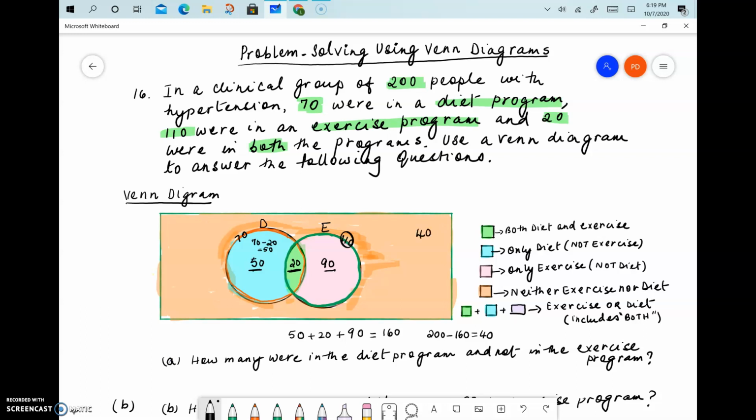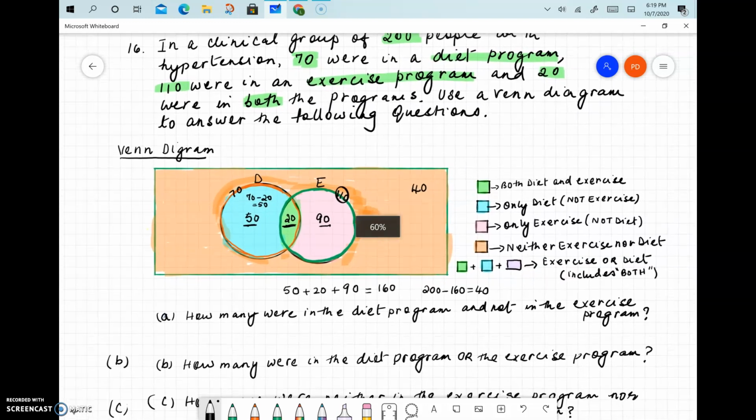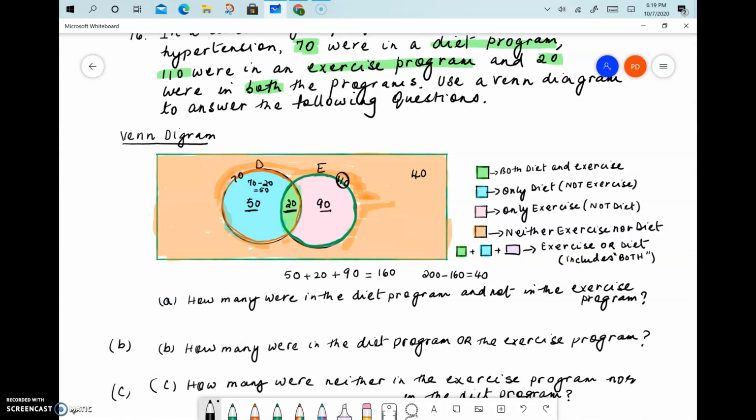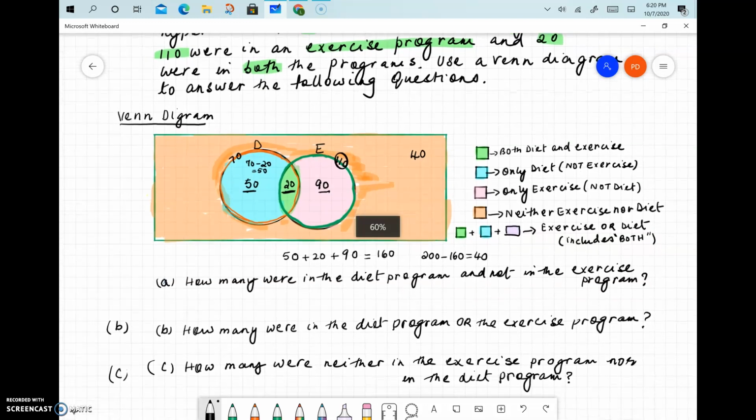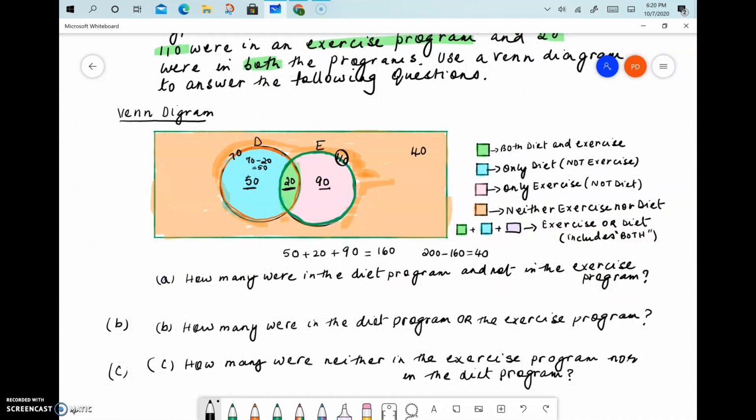So the orange region or the tan region has 40 people, which means that 40 people are not in the diet program and they are not in the exercise program, which means they are in neither one of the programs. So now we can easily answer all these questions using the Venn diagram that we carefully constructed.